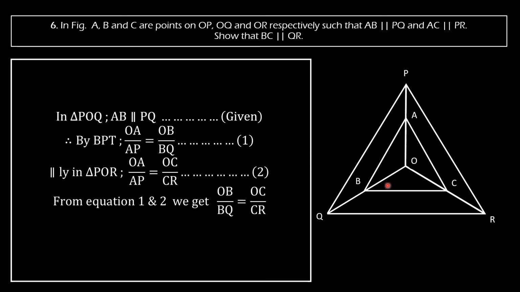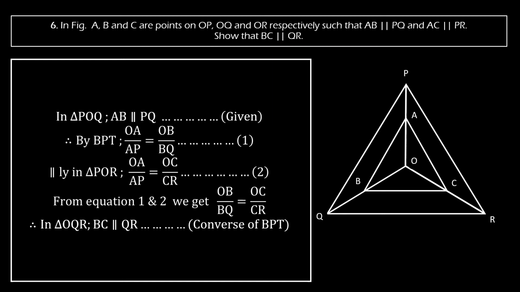Now see, in triangle OQR, OB upon BQ is equal to OC upon CR, meaning BC is dividing these two sides in equal ratio. So it must be parallel to the third side QR by the converse of BPT. So we can write, by converse of BPT, BC is parallel to QR in triangle OQR. This is what we needed to show or prove.